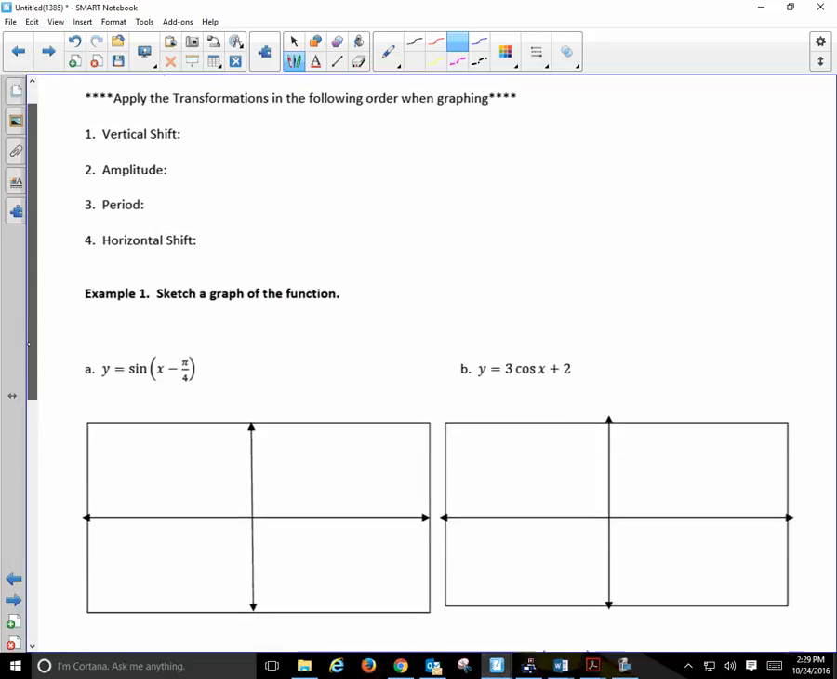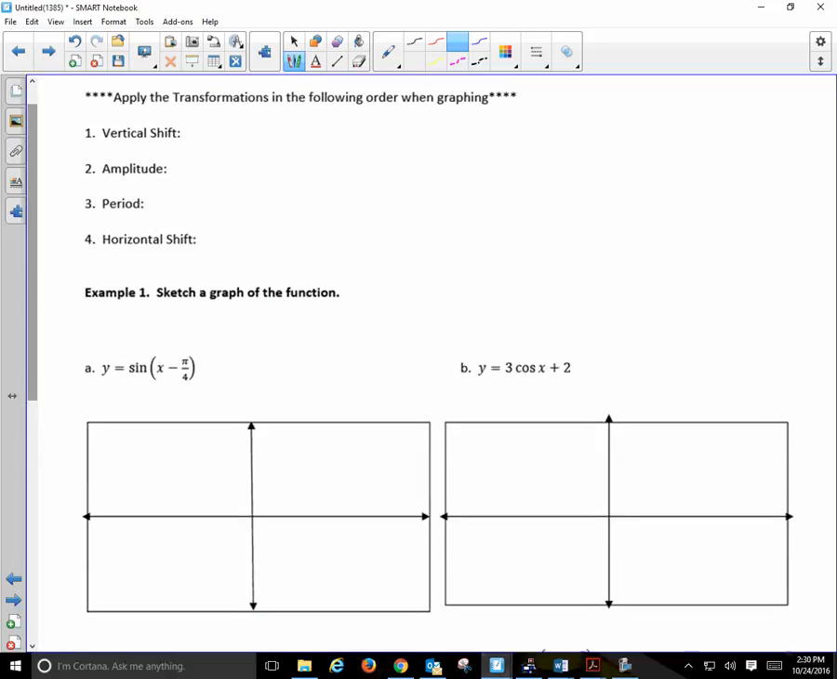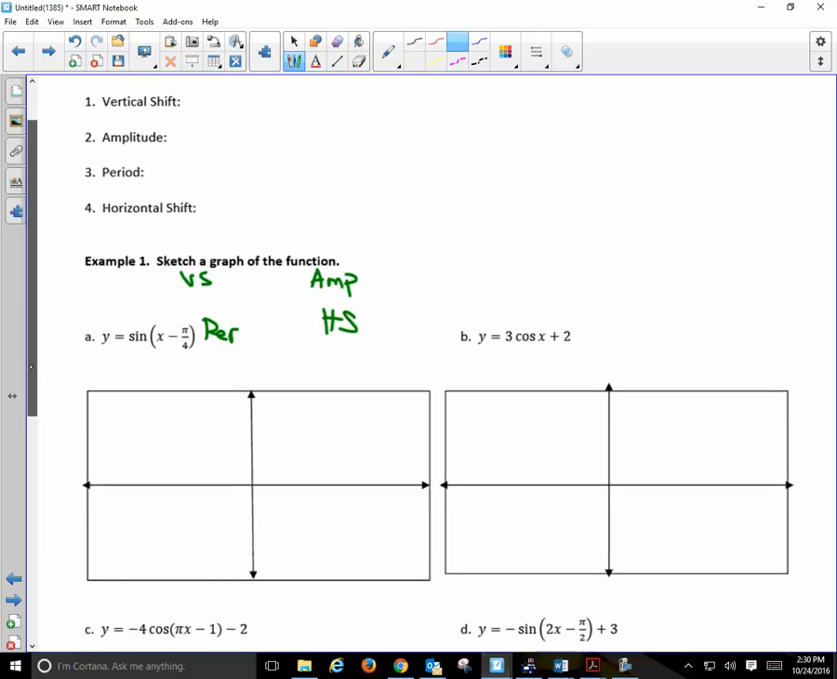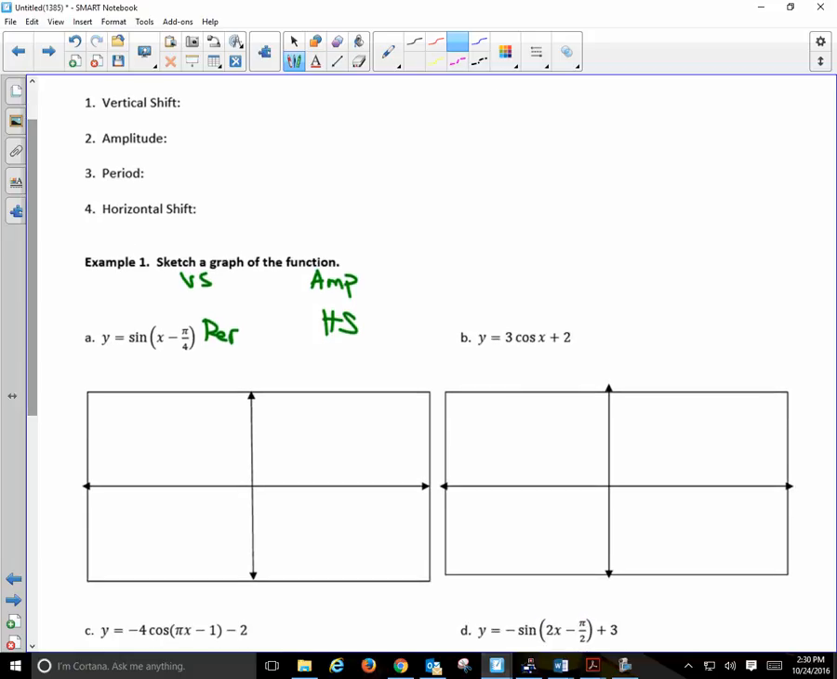Okay, you always do it in this order. I've taught this many times, and I used to not teach you like this. It was complicated. Now it should be a piece of cake. You always start with the vertical shift. Vertical shift, amplitude, period, and then horizontal shift. So this order is what you apply it in all the time. Now, I'm not going to do letter A first because letter A actually has a horizontal shift.